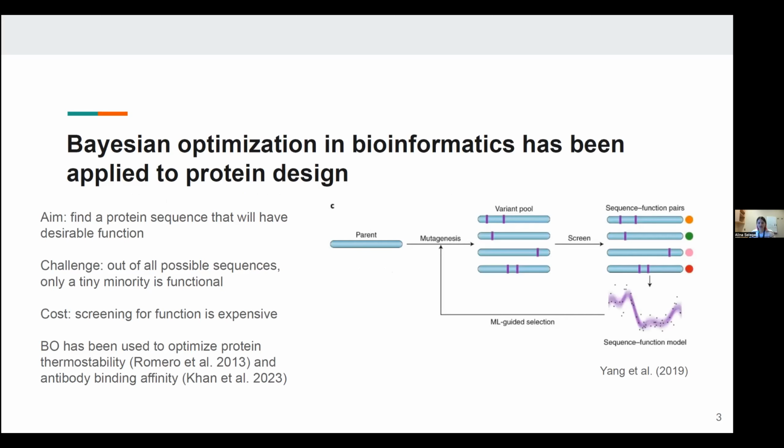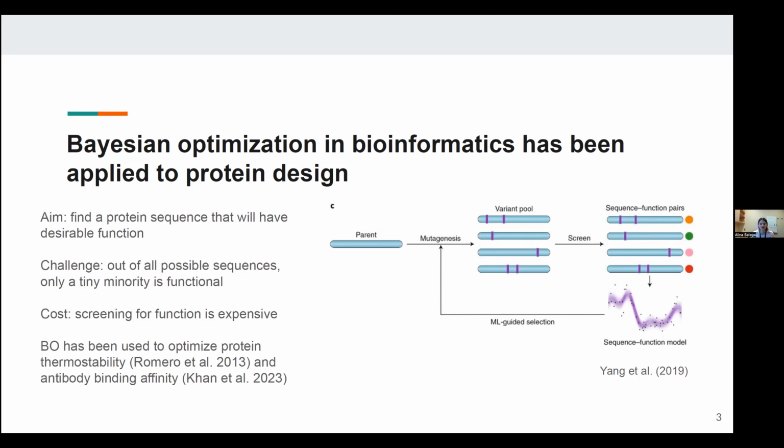Okay, so I'm going to start with a success story. This is a type of problem where Bayesian optimization, a related AutoML approach, has been applied successfully within bioinformatics. And this problem is protein design. The aim of protein design is to find a protein sequence that will have some desirable function that we care about. Proteins are just chains of amino acids assembled together, and they can vary quite dramatically in length. They can be hundreds of amino acids long or thousands. And there are 20 amino acids that participate in the functional genomic code, and they can be assembled in any order. So this already gives you a little bit of an idea of the challenge for this problem.